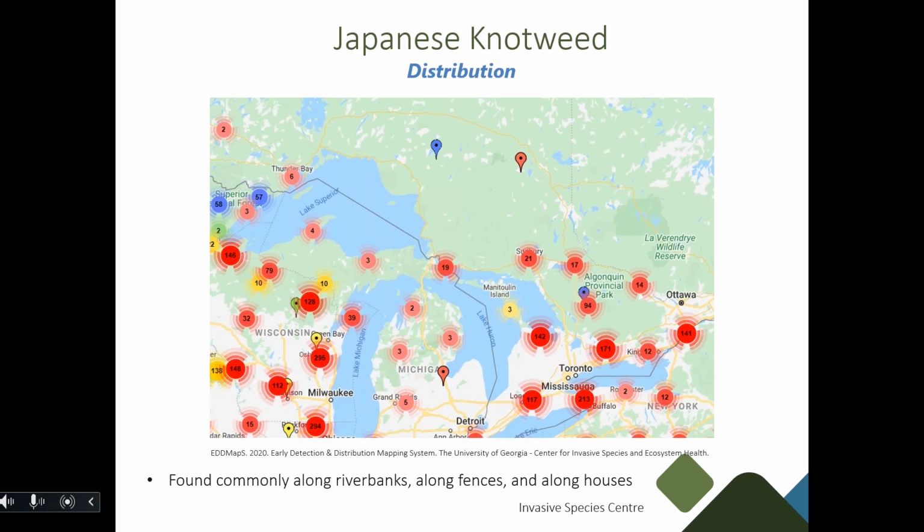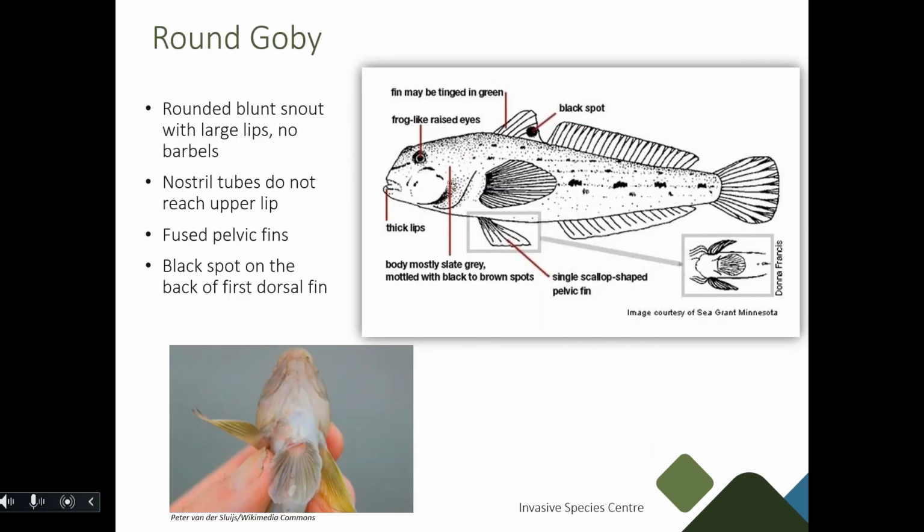The next species we're going to talk about is round goby. Round goby is an invasive bottom-dwelling fish that's native to Eurasia, and unfortunately this fish has invaded all 5 of the Great Lakes. It's believed to have entered North America in the ballast water of ships coming in. And so some of the key ID features you can see in the graphic on the top right.